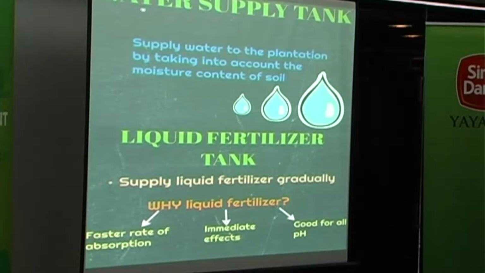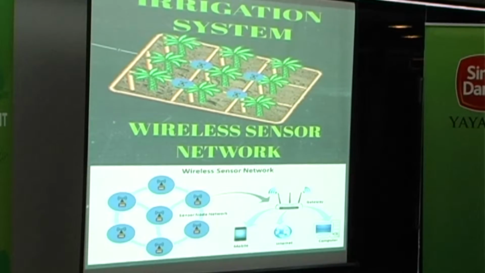Next, this is the water supply tank. It will supply water to the plantations by taking into account the moisture content of the soil. We'll look at that shortly. The liquid fertilizer tank will supply the liquid gradually, because of the faster rate of absorption and immediate effects, and it is good for all ranges of soil pH.